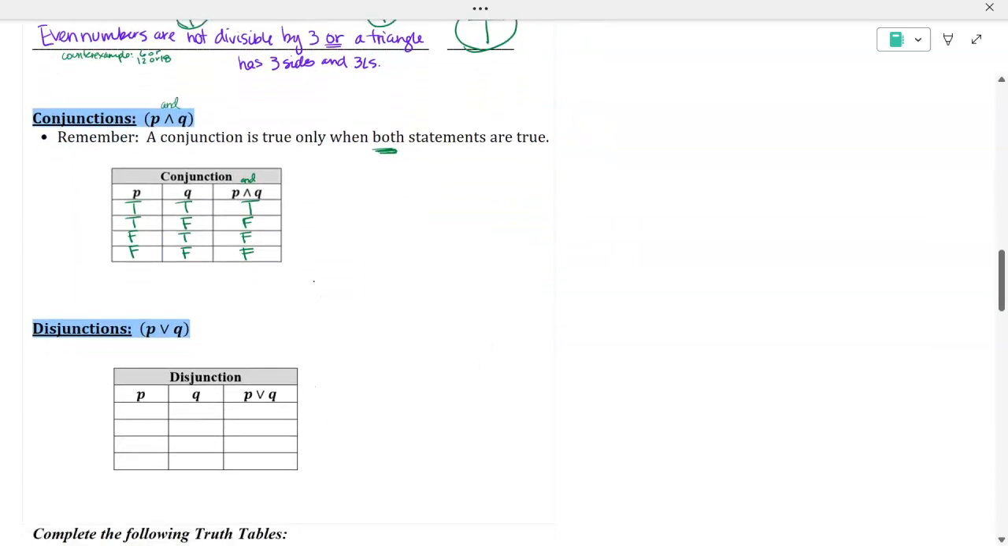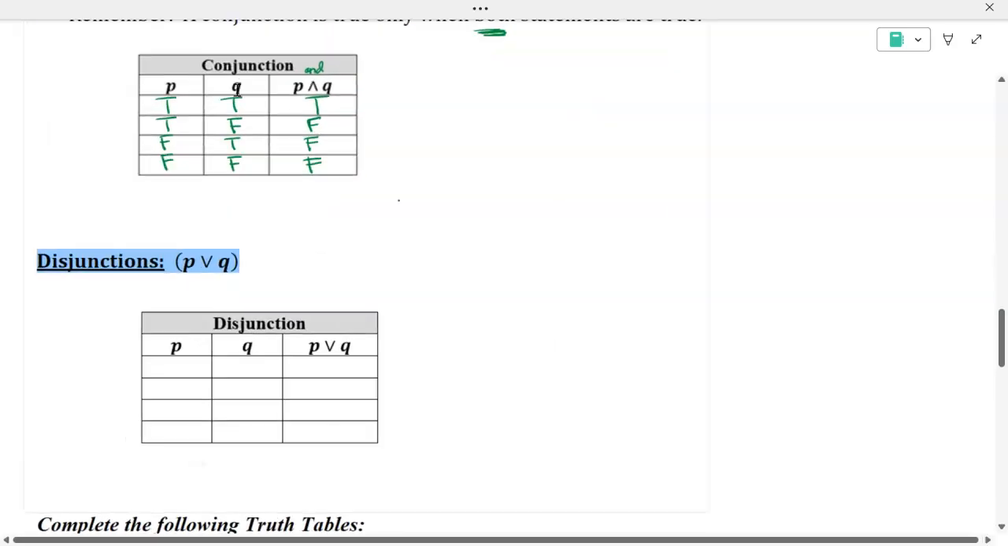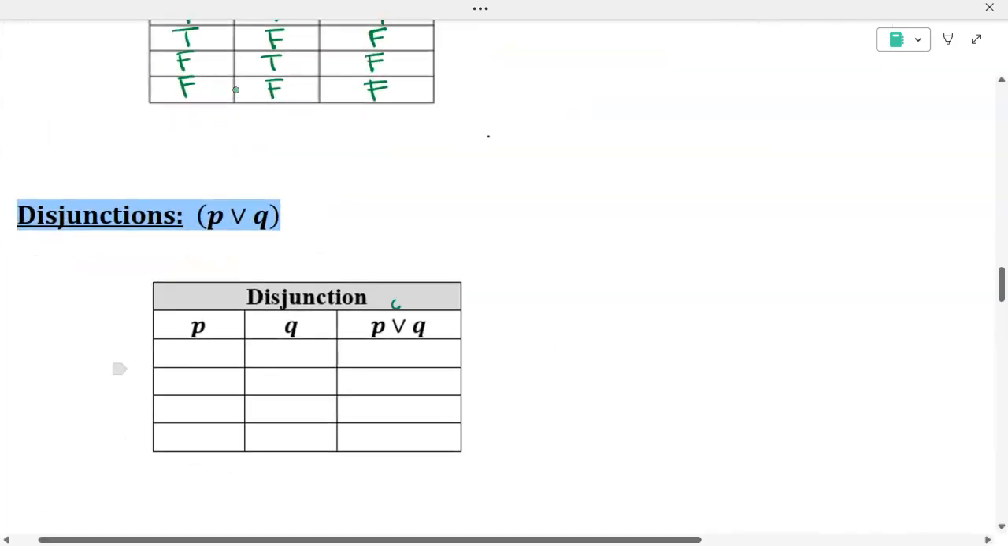Now let's take a look at the disjunction. A disjunction, again, is going to use the word or. And or, if you remember, we just have to have one of our truth values to be true for the overall disjunction to be true. So again, we're going to fill in our column for P. That's just going to be true, true, false, false. And then our column for Q is going to be true, false, true, false.